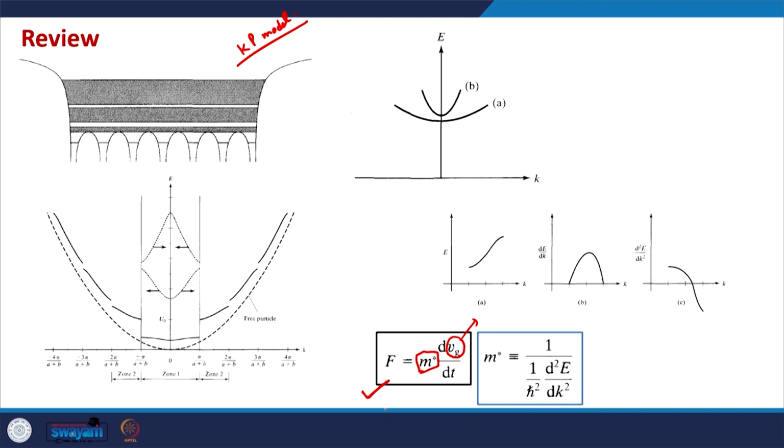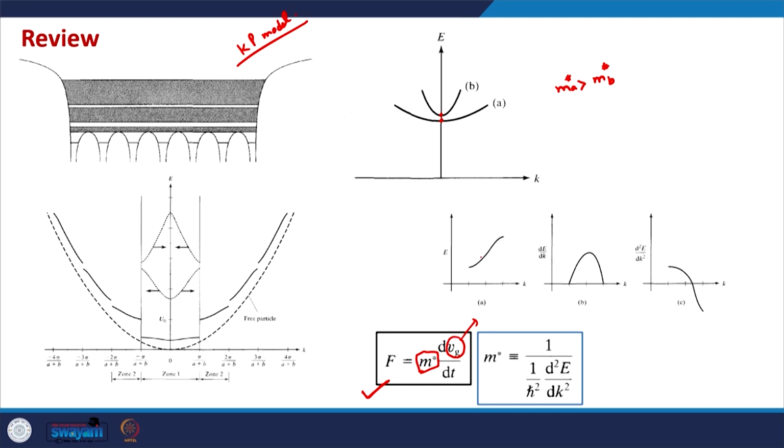We can see that even if two electrons have the same energy, but they are in different bands and the curvature of the bands is different, in that case the effective mass of the electrons would be different. Effective mass of the electron in A would be more than the effective mass of the electron in B. So, in band A the electron behaves like a heavy particle, and in band B it behaves like a light particle.